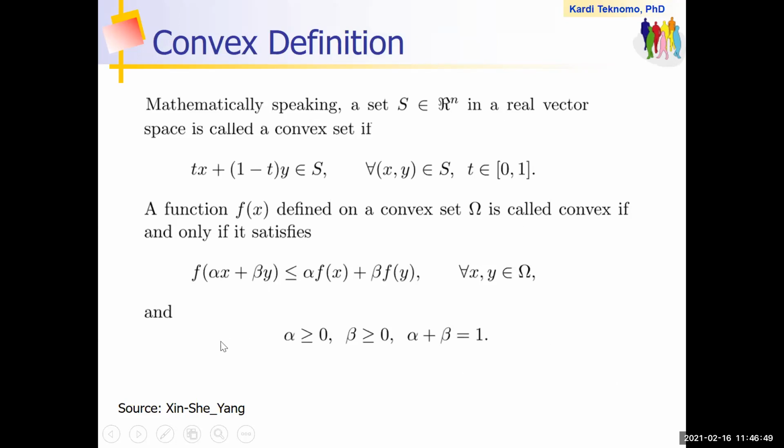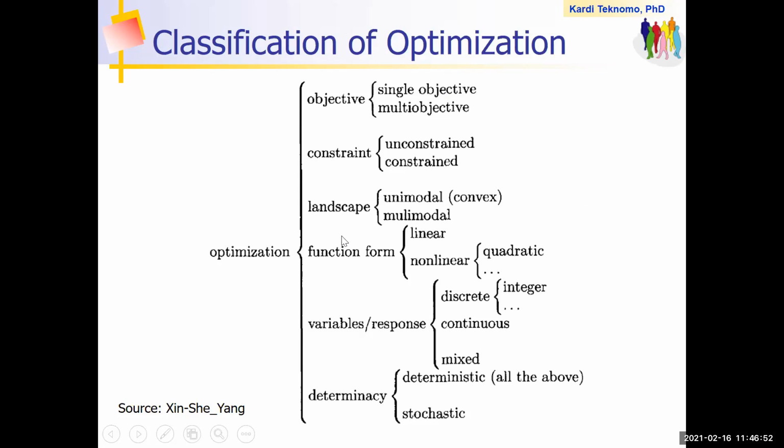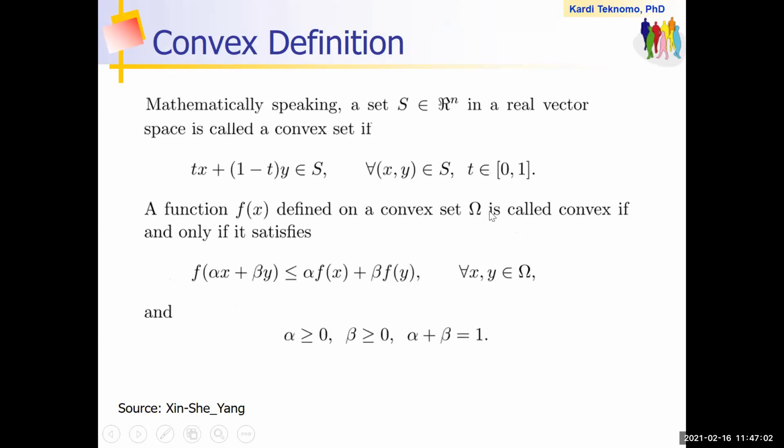Next, in your classification a while ago, you see the landscape is either unimodal or multimodal. Unimodal there is called convex. So what is the meaning of convex? Mathematically speaking, a set S of real numbers of n dimension in a real vector space is called a convex set if this formula holds: if you put any value of t times x plus (1 minus t) times y, it is within the set.